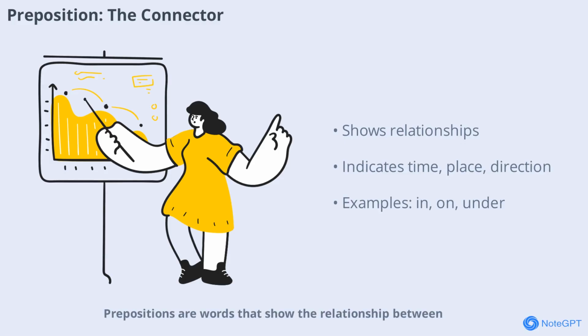Prepositions are words that show the relationship between a noun and other words in a sentence. They often indicate time, direction, or location. Common prepositions include in, on, at, under, and with. For example, in "the logo is on the center of the banner," on shows the relationship between logo and center. Prepositions help clarify where and when things happen.